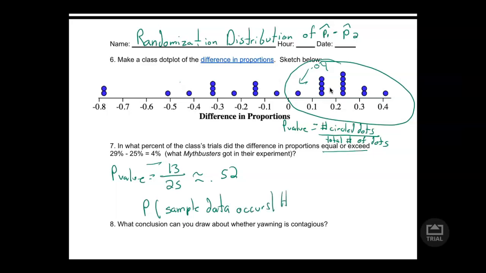Remember, our p-value is the probability that the sample data occurs given your null hypothesis is true. So given that yawning is not contagious, our sample data, our difference in proportions to get 4% or higher, is going to occur about 52% of the time.